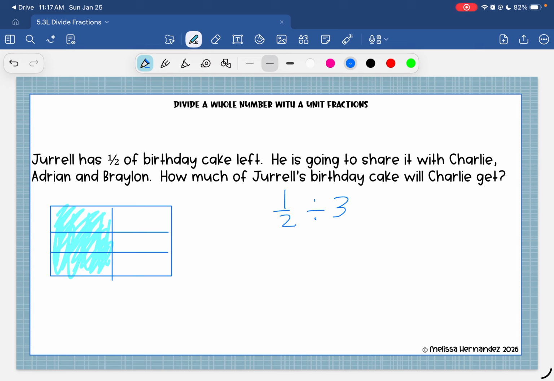So this first part is actually Charlie. The second piece Adrian gets, and the third piece Braylon gets. But we only care about what Charlie gets. So Charlie gets 1 out of 6. 1/6 of the entire cake. This tends to be a little harder for kids.